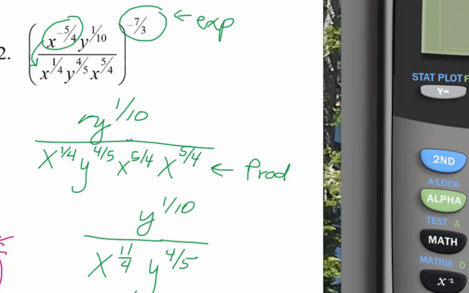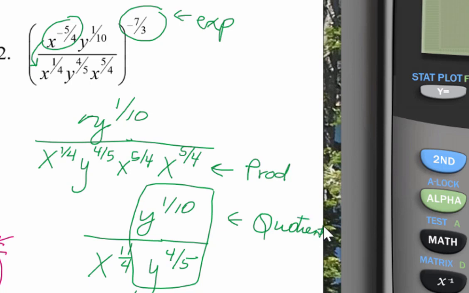Okay, and now with the y's, which rule is it? Do you remember? If you said quotient, you're right. Quotient rule, so we're going to subtract. We need a common denominator. 5 and 10 would be 10, times 2. We have 8 tenths and 1/10. And so the bigger exponent is down here, right?